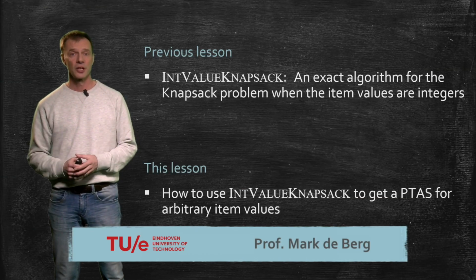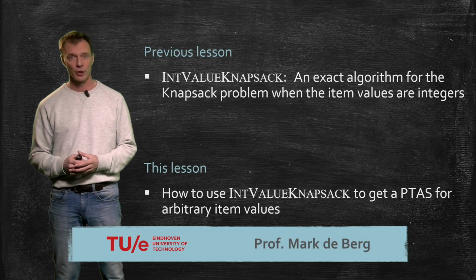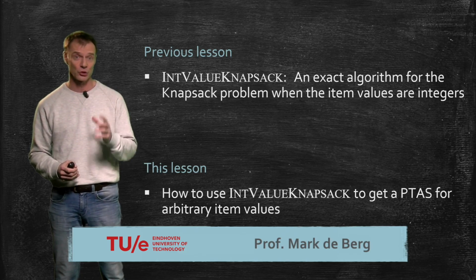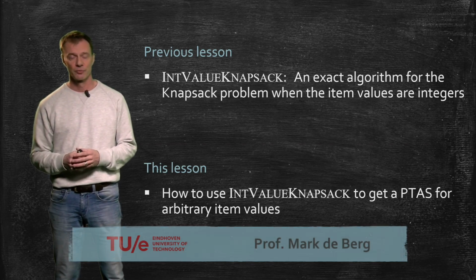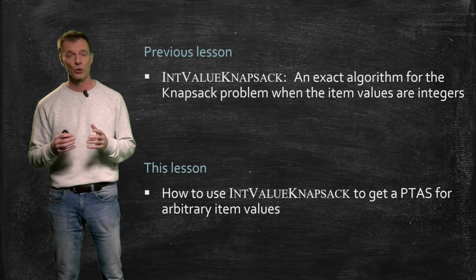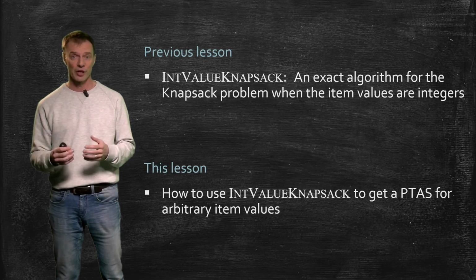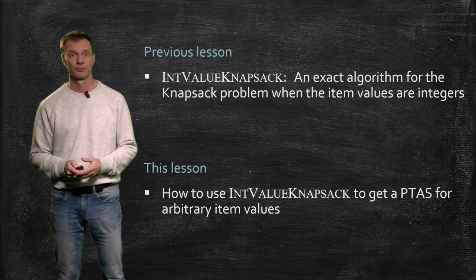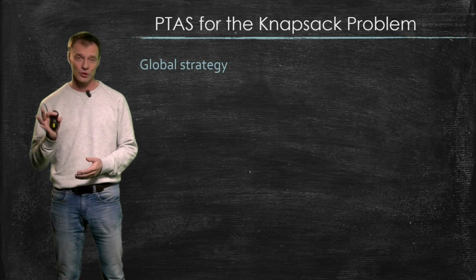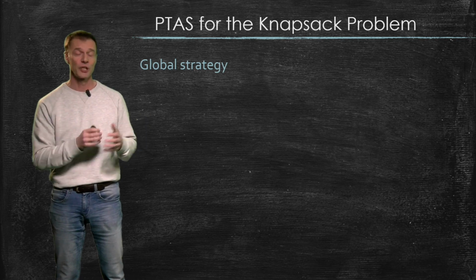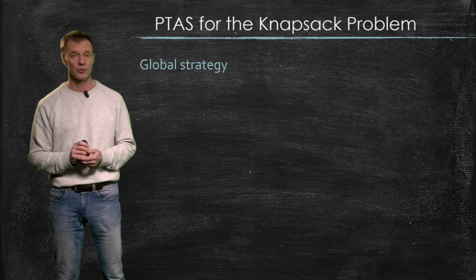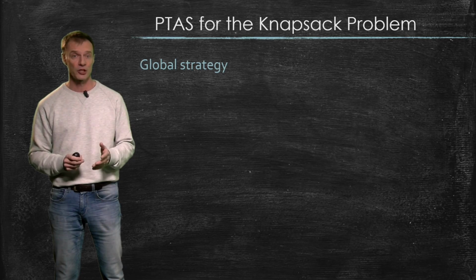In the previous lesson, I showed you an algorithm for the knapsack problem which computes an exact solution for the case where all the item values are integers. In this lesson, we're going to look at the case where the item values can be anything. And for this problem, we're now going to give a p-TAS. So what we did previously was an exact algorithm, but here we're going to do an approximation algorithm.